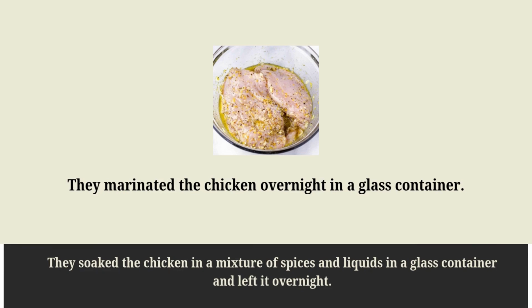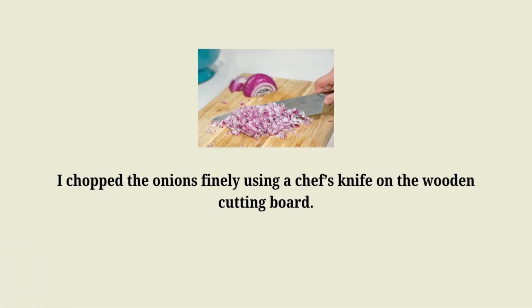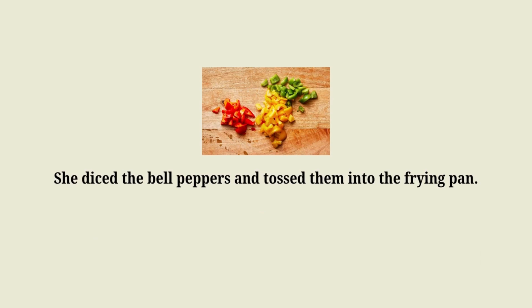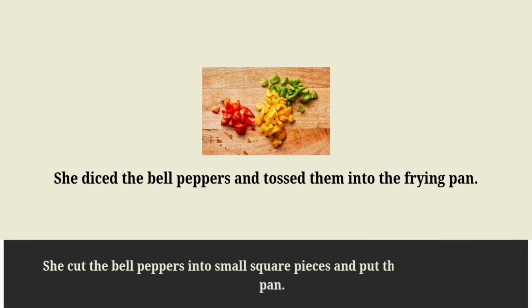I chopped the onions finely, using a chef's knife on the wooden cutting board. In simple terms, I cut the onions into very small pieces with a sharp kitchen knife on a wooden board. She diced the bell peppers and tossed them into the frying pan. Means she cut the bell peppers into small square pieces and put them into the frying pan.